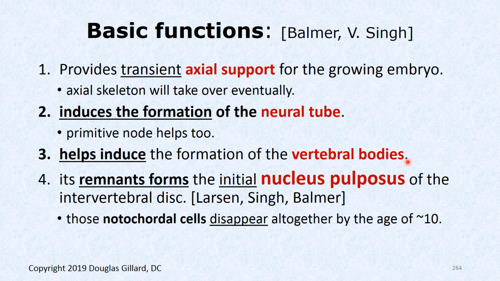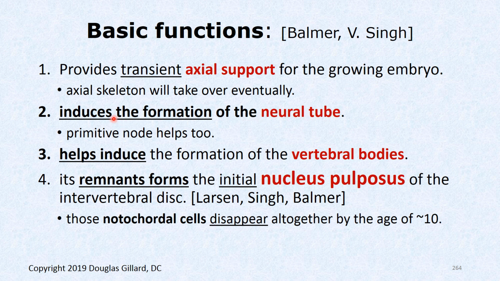Basic functions. So what does this notochord do eventually? It provides axial support for the growing embryo. So it's like a little spine. Think of it as a little spine, because our trilaminar disc is the little human, and it needs a little support. So this notochord gives it a little bit of support. The axial skeleton is going to take over this duty, but for the time being, it's like a little spine of the little tiny human. It also induces the formation of an incredibly important structure called the neural tube, which we'll talk about in a little while.